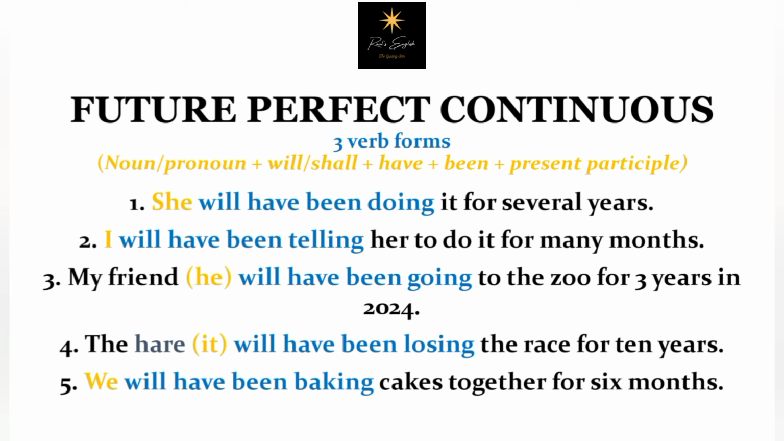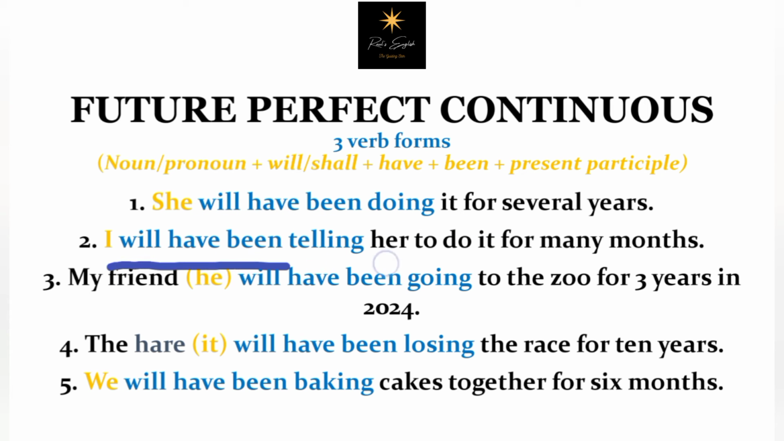She will have been doing it for several years. Will have been doing what? Something. Maybe she likes dancing or singing or whatever. She will have been singing for several years. She will have been running for several years. Whatever. She will have been swimming. She will have been doing it for several years.